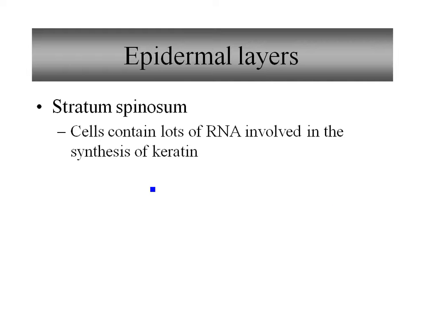All right. The next layer is the stratum spinosum, and these cells contain a lot of RNA because they're involved in the synthesis of keratin, that tough protein that forms that waxy, waterproof layer. So they've got a lot of activity going on in the way of protein synthesis. It's called spinosum because it has a spiny appearance.